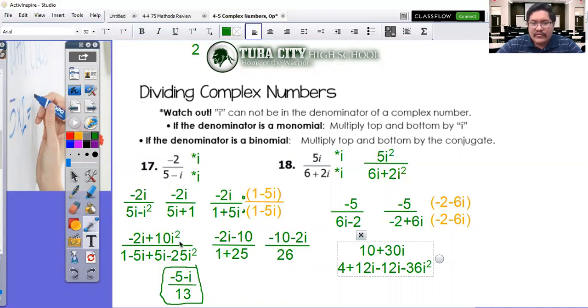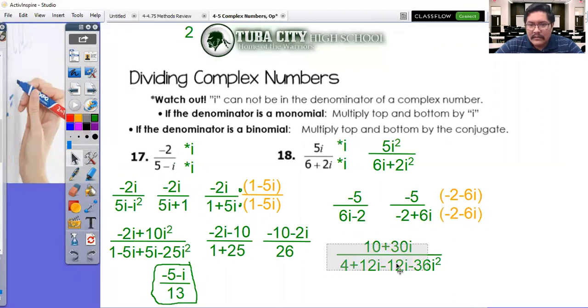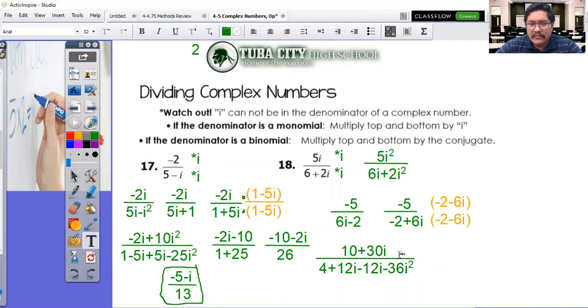Or actually, you know what? Don't trust me. Check it over, make sure nothing's missing. I'm going to move it over just so I have some more space to write this if I need to. And now I'm going to get rid of all of the extra signs. So that's going to be plus 30i. There's nothing weird about that top part.